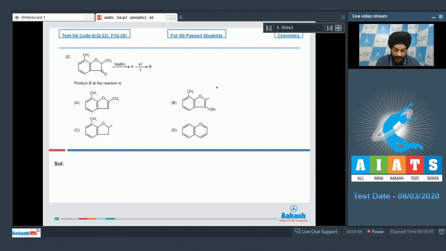Question number 22. So we have been given a substrate. It is allowed to first react with NaBH4 and then it is allowed to react with H plus in presence of heat. Examiner seems to be interested in the product B, which is obtained at the end of the reaction.